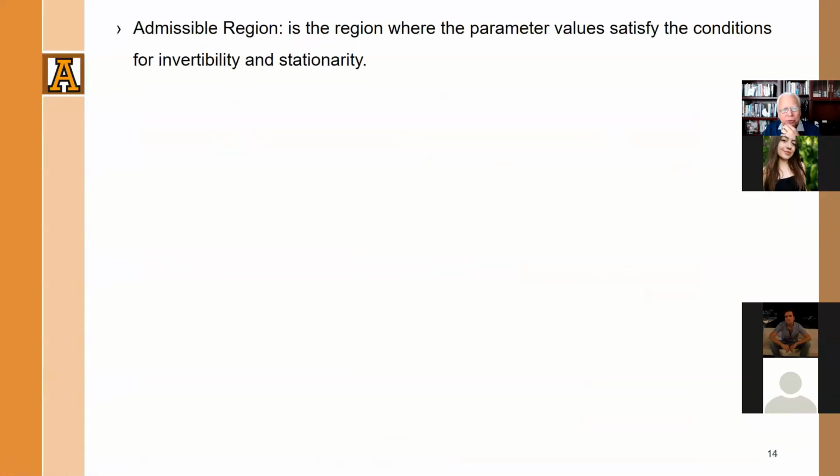Now, the admissible region, that's the region where the parameter values satisfy the conditions of invertibility and stationarity. That's what's called the admissible region. And the algorithm will estimate parameters that are within that admissible region. So for an AR1, we already saw that the admissible region is the interval between -1 and 1, excluding the ends. It's an open interval between -1 and 1.